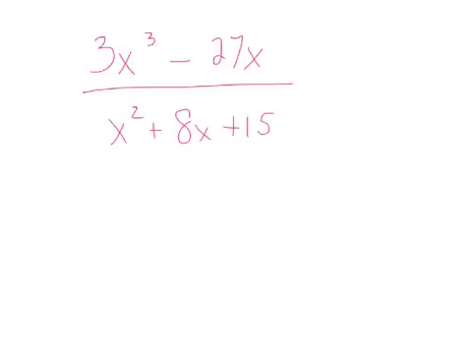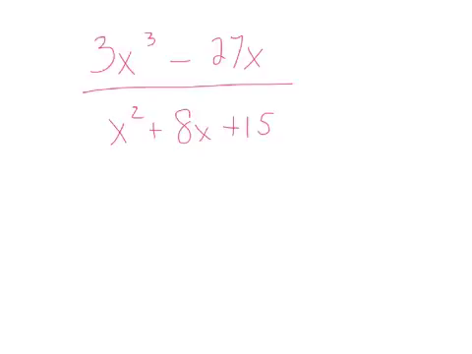So let's say that the numerator is 3x to the third minus 27x, all over x squared plus 8x plus 15. And the question is just to simplify a rational expression. What do I do to start this? What do I do to start this problem?